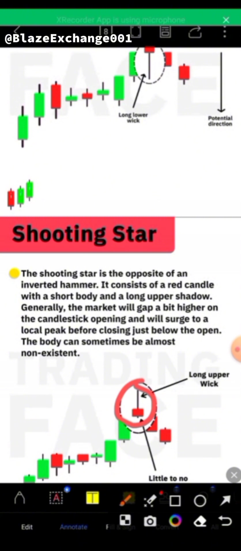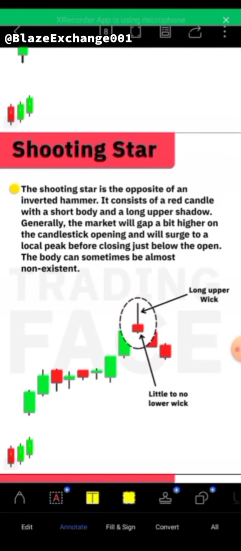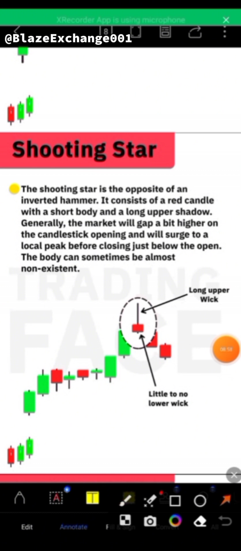Generally, the market will gap a bit higher on the candlestick opening and will surge to a local peak before closing just below the open. I will explain that now. The body can sometimes be almost non-existent. So let me explain something here. Generally, the market will gap a bit higher on the candlestick. Before this particular body comes to this place, the price goes up, before a wick is formed.